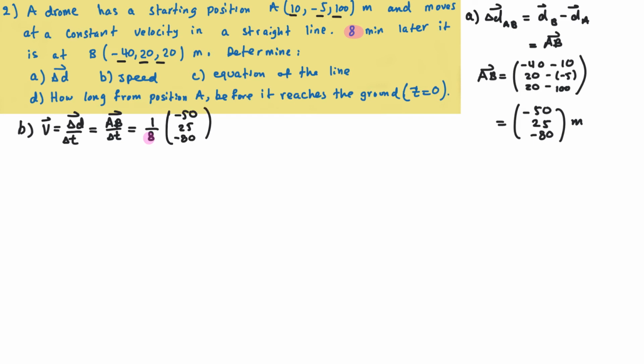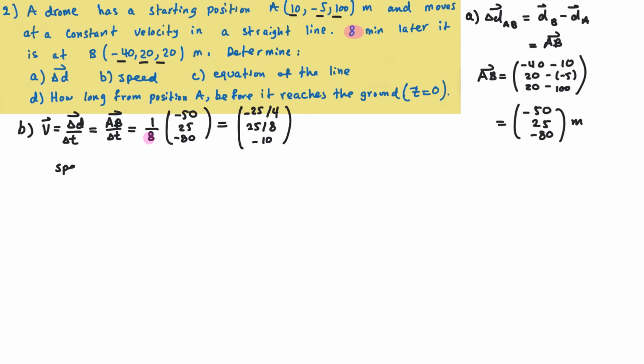I'm going to multiply everything in here, and usually I like to write things vertically, but I'm trying to fit as much as I can in this screen, so I'm going to do it all in here. Negative 50 over 8 simplifies to negative 25 over 4. And then 25 over 8 can't really be simplified, so I'm going to keep it like this. And then negative 80 over 8 is going to equal negative 10. And that's going to be the velocity of my object, or the drone here.